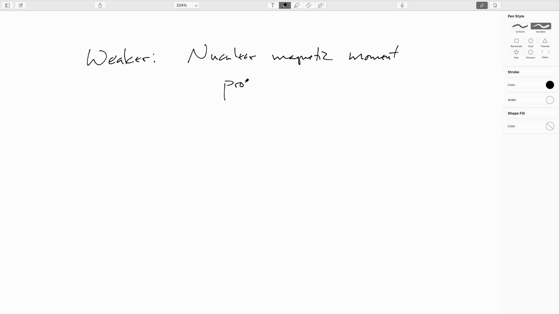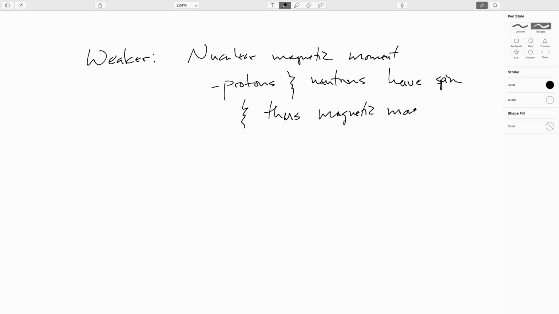The protons and the neutrons both have spin, and thus magnetic moments. But these are a lot weaker than what's due to the electrons. So it's only if we get a cancellation of the spin and orbital bit that this nuclear part will even really show up, unless you're doing very high precision spectroscopy.